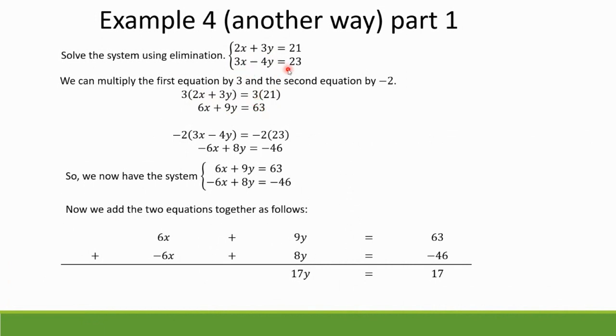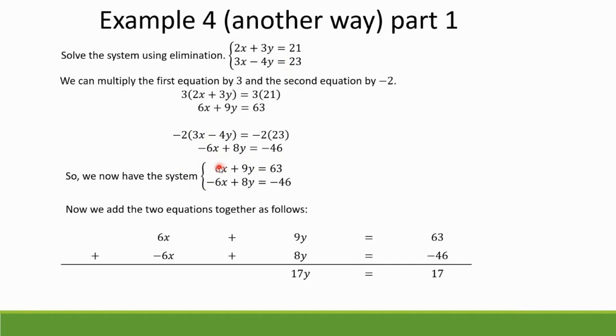In the second equation, we can multiply it by -2. Then distribute, and we'll get -6x plus 8y equals -46. Now the system becomes this. Why did I do that? Well, you can see that if we add, the x's are going to go away.